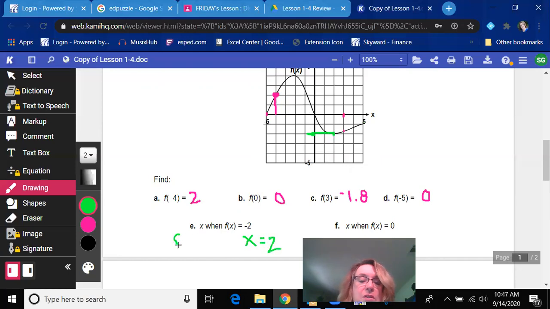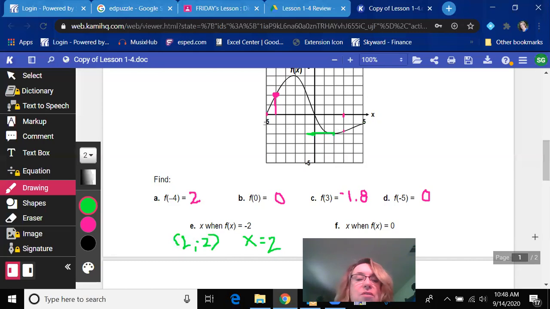I mean, if you wrote it as a point, you'd still have the 2 first. So this is still a point 2, negative 2. But your brain is going to work it backwards. You're going to go to the negative 2 first and then find the 2. Okay. So the answer is 2. But the ordered pair would be 2, negative 2.